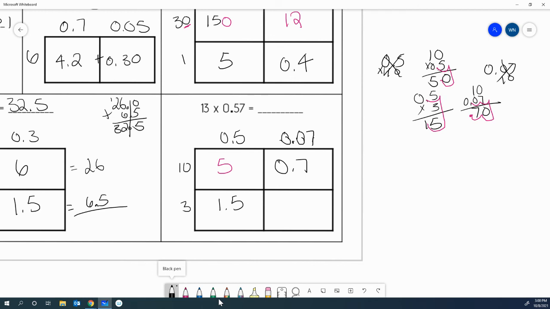Now we have to multiply 7/100ths times 3. I know 7 times 3 is 21. Let's swoop that decimal out twice, drop it down, swoop it back. I'm going to get 21/100. So for this one, I know 10 times 5/10 is 5. 3 times 5/10 is 1 5/10. 7/100ths times 10 is 7/10. And 7/100ths times 3 is 21/100ths.